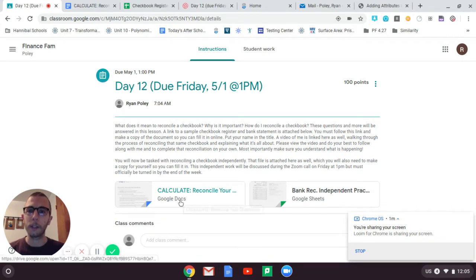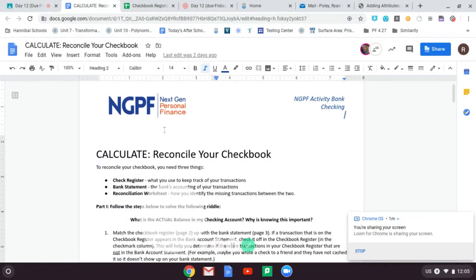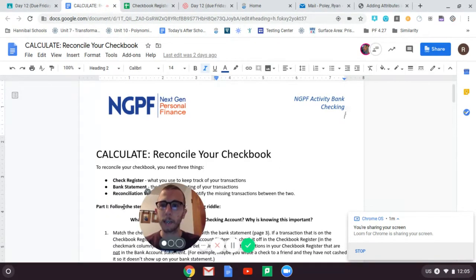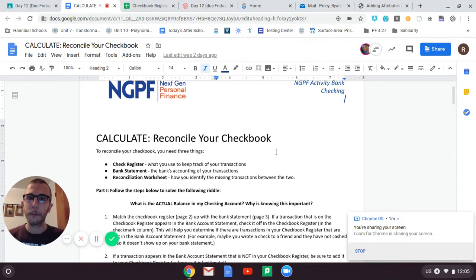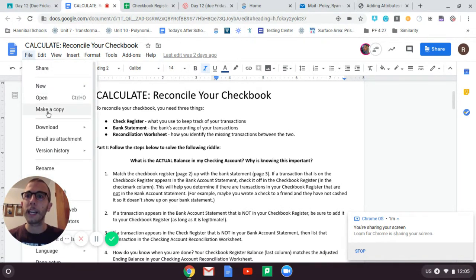Okay, so when you click this link, it's a sample checkbook register and a bank statement, which is right over here. And there I am again. So you're going to first go into this document. You have to go to File, Make a copy. Otherwise, you will not be able to write in it, but you need to be able to edit this document to complete it. Okay? So we're going to walk through the steps of reconciling your checkbook.